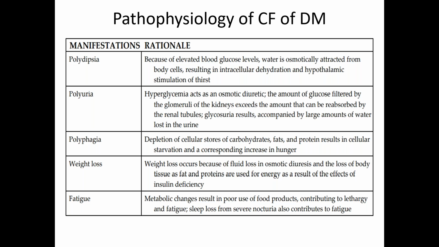That raises the osmolarity of the blood. So it draws water from the cells. So intracellular dehydration occurs. It draws water from the interstitial tissues and it draws from the cells. So cellular dehydration occurs and it will stimulate hypothalamic centers of thirst. That is the cause for polydipsia, increased thirst.